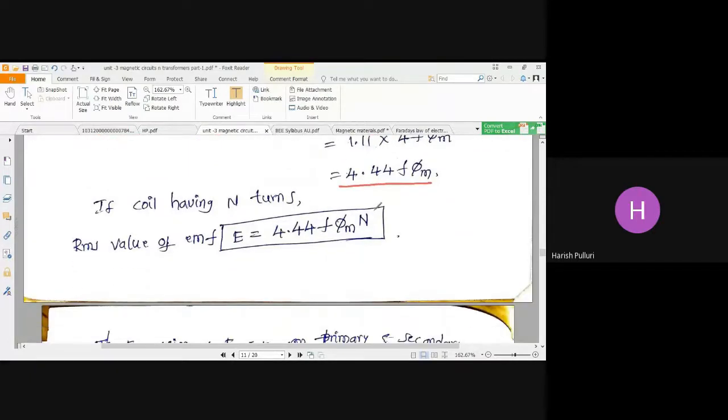Then this is N. What is N here? This is for one single turn, but a coil consists of more than one turn. So that is why I represent the generalized term for turns as N. So this is the EMF.